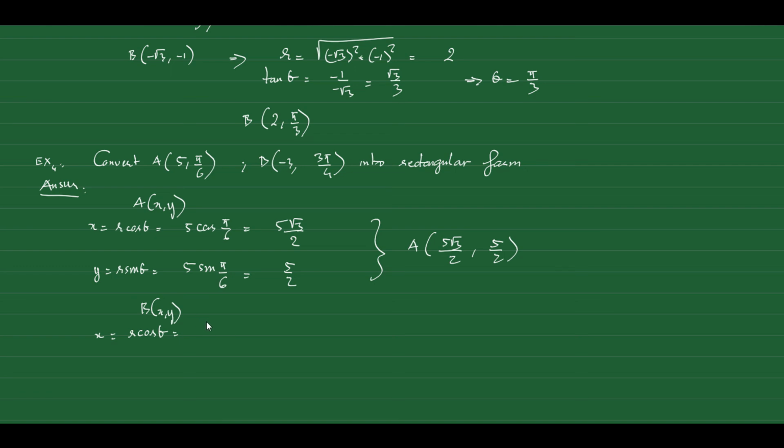So x will be negative 3 cosine of 3 pi over 4. Of course, you need to know how to evaluate trig. So 3 pi over 4 will be pi minus pi over 4, so it will be in the second quadrant. So I'm going to do it quickly over here. The second quadrant will be negative, right? So it will be negative cosine pi over 4, because second quadrant. Okay, so cosine pi over 4 is square root of 2 over 2, so negative 3 times negative square root of 2 over 2.